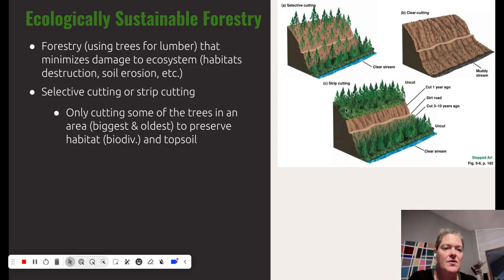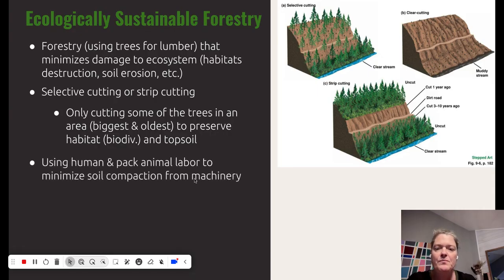So you can see here, this is strip cutting where we've come through and just cut one area. You might see that in forested areas along roadways or something when you're traveling. This is clear cutting. You can see the stark difference there, and then this would be an example of selective cutting, as we can see in the picture.